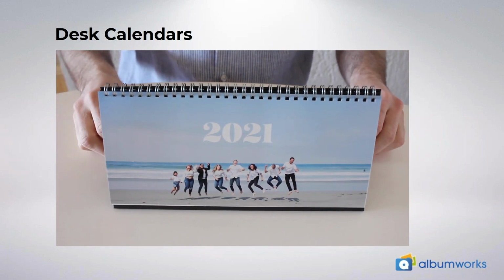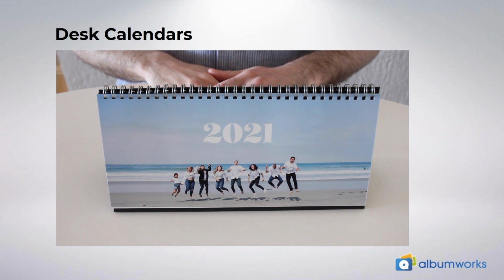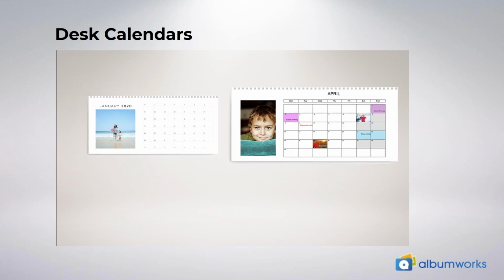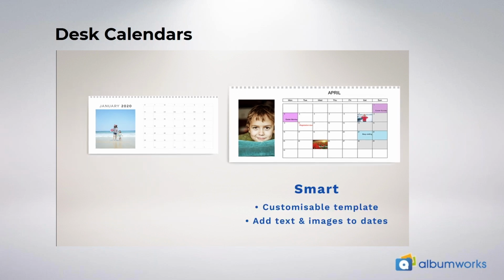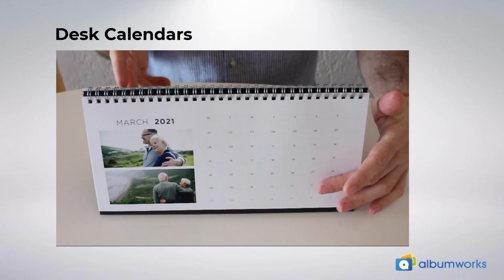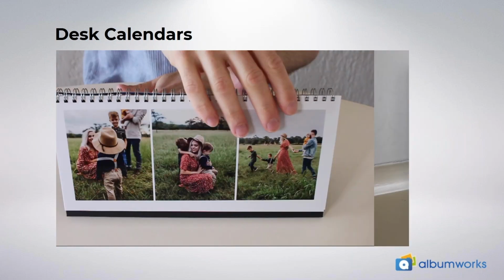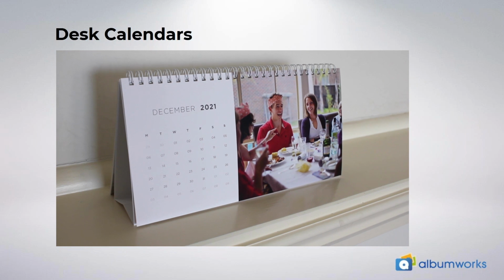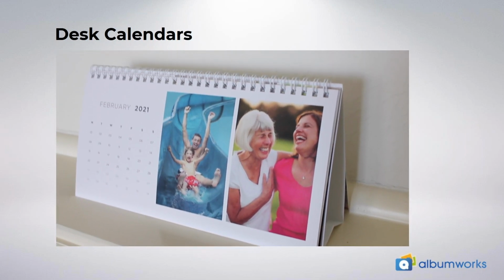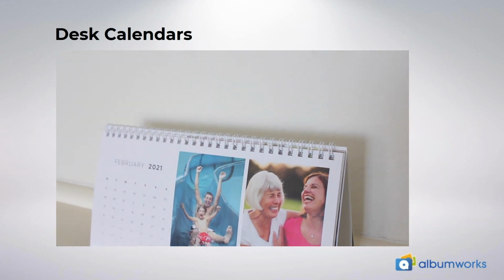Just like wall calendars, desk calendars are also available in classic style with fixed date grids, or choose smart style for more control and customization. All desk calendars are spiral bound, so you can seamlessly flip over the pages. Photos are displayed alongside each of the months, as well as a full page of photos on the opposite side with HD printing only. With the SD ones, they are only one-sided.